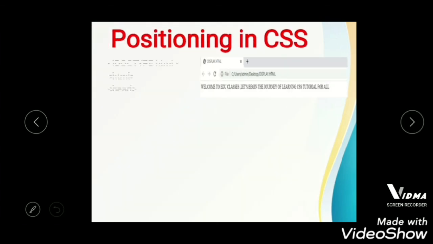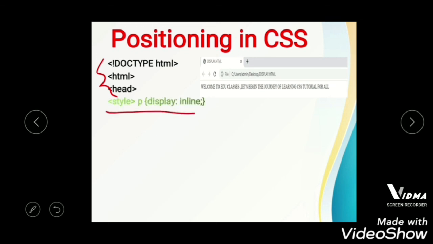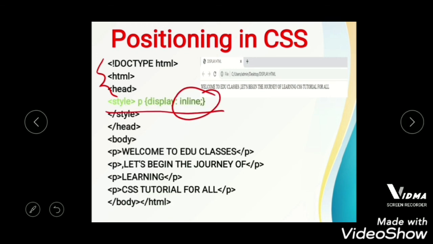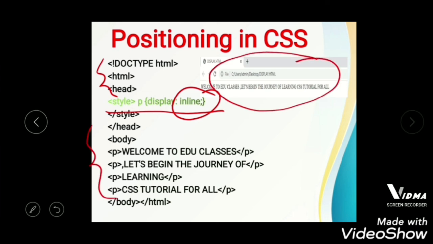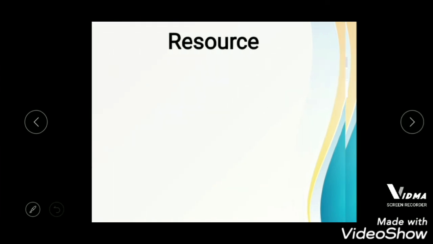Move to the program example section. Common section. Specify the display property as inline. Then again move to the common part, and this is the output window of your program.